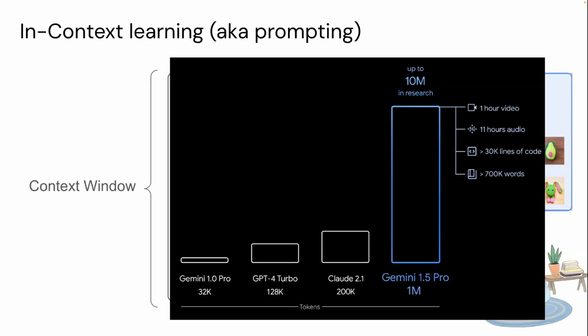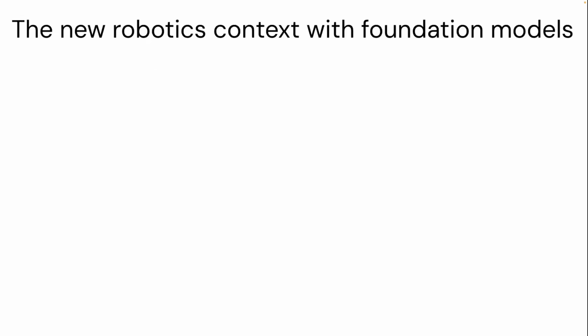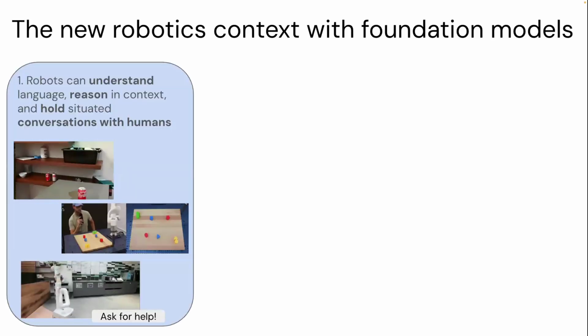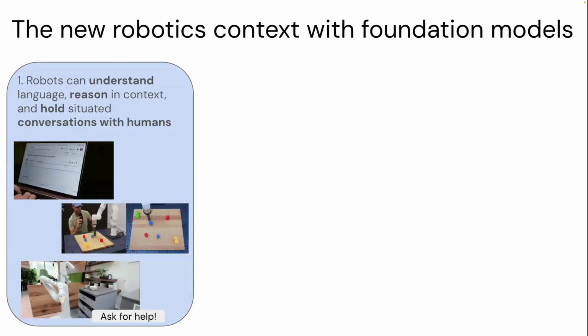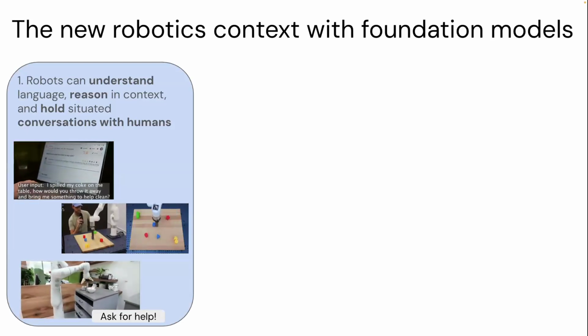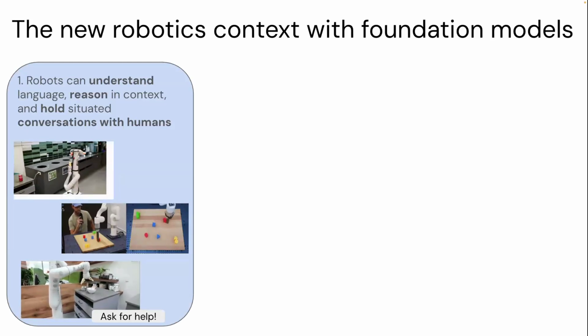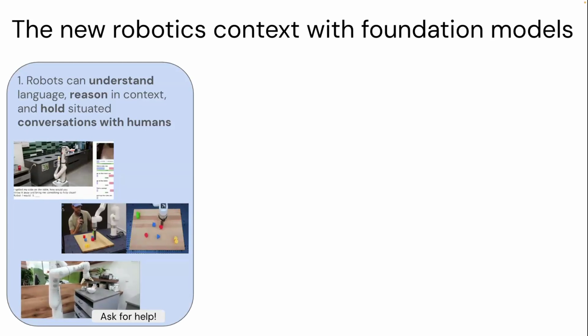In a lot of the work that I'm going to present, all we're doing is taking LLMs and using in-context learning to modify their behavior for us. We also have some work in which we're modifying the LLM itself, but I'll point that out when it comes. So what that has done is create a different context for robotics, especially in human-robot interaction and building more social robots. This is some of the work that we've done in the lab. Starting with, robots can understand language. They can reason in context. They can hold a situated conversation about something that's happening in this room. I'll go over some of these examples today.